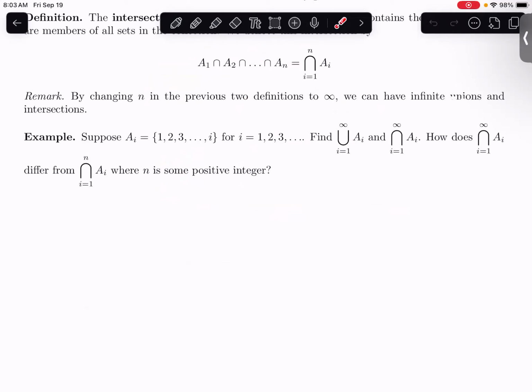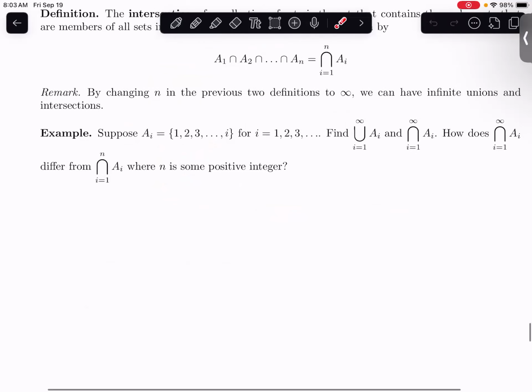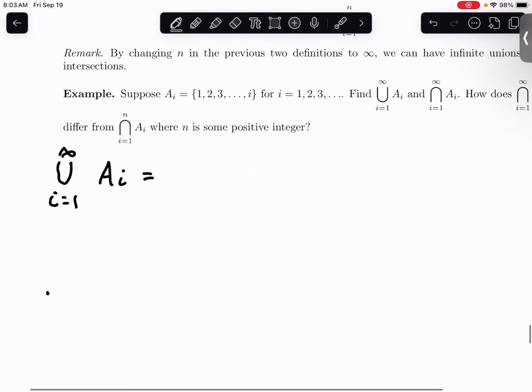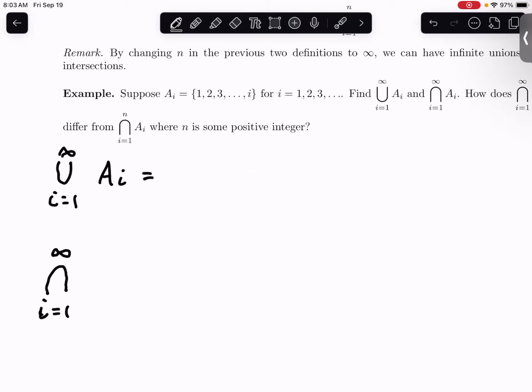For this example, we're going to suppose Ai is equal to the set of numbers up until i. So it's 1, 2, 3 up until i. For this problem, it wants you to find the infinite union of this set. So it wants you to find this infinite union from i equals 1 of Ai. We want to determine what this set is going to be. And then it also wants you to find the intersection of this set as well.